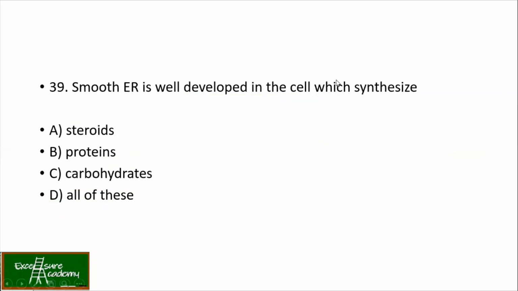Smooth ER is well developed in the cell which synthesizes dash. Looking at the options, we have steroids, proteins, carbohydrates, and all of these. So smooth ER is well developed in the cells which synthesize steroids, and most of your liver cells have the smooth ER.